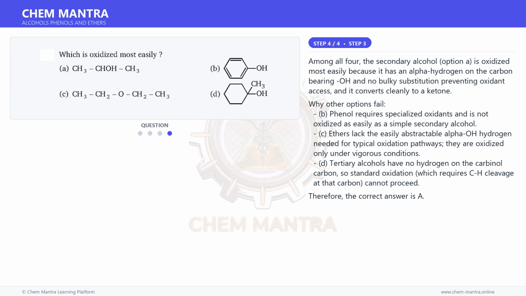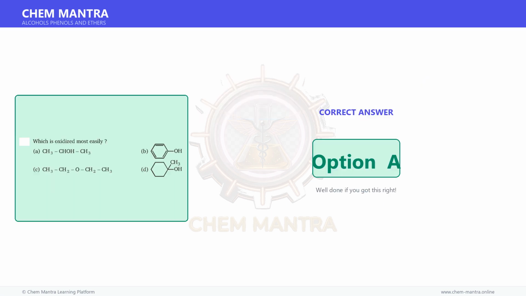D. Tertiary alcohols have no hydrogen on the carbinol carbon, so standard oxidation, which requires C-H cleavage at that carbon, cannot proceed. Therefore, the correct answer is A. Therefore, the correct answer is option A.